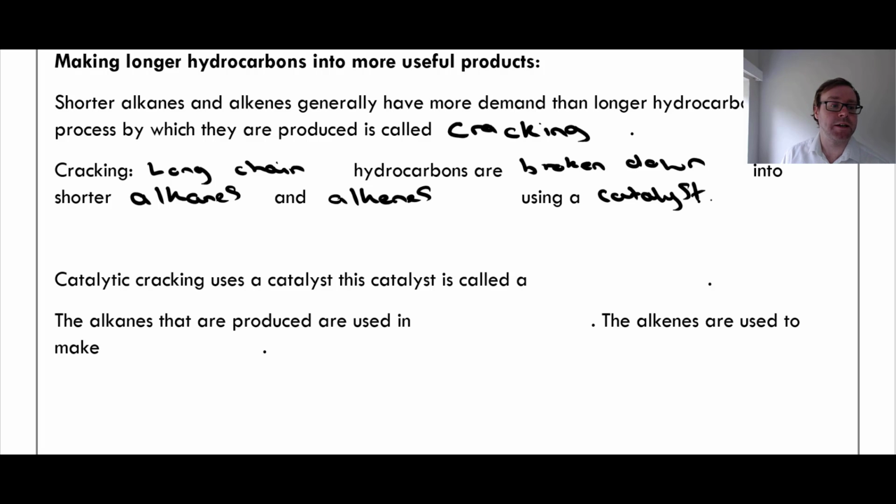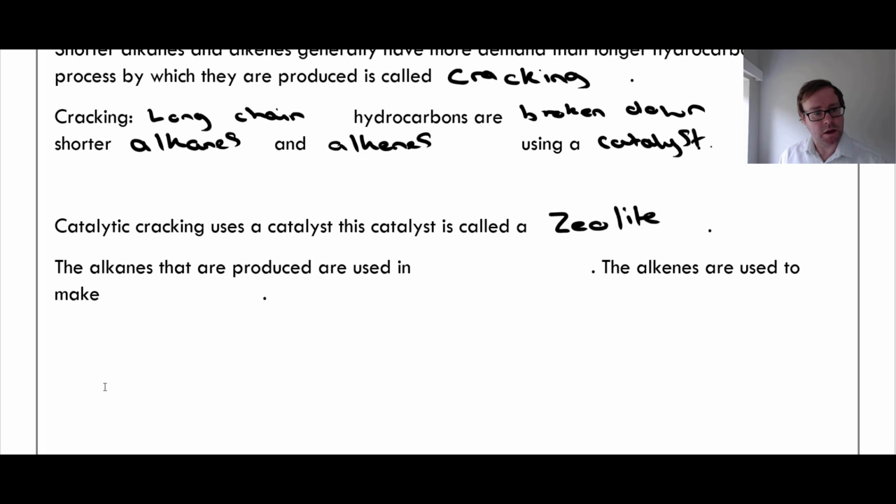Okay, so the catalyst, we've got 2 different types. We could have thermal cracking or catalytic cracking. We'll talk about catalytic cracking. So catalytic cracking uses a catalyst called a zeolite. You don't need to know what they are, but generally they're a mixture of aluminium, silicon and oxygen. Okay, so just remember this name, so zeolite. The alkanes that are produced are used in fuels, and the alkenes are used to make plastics.